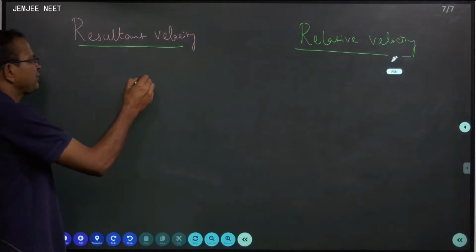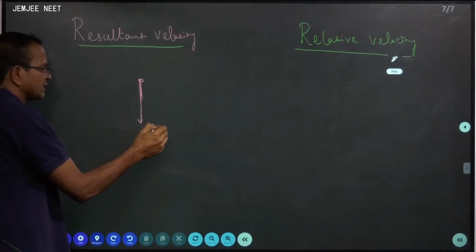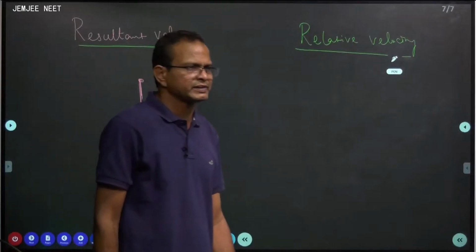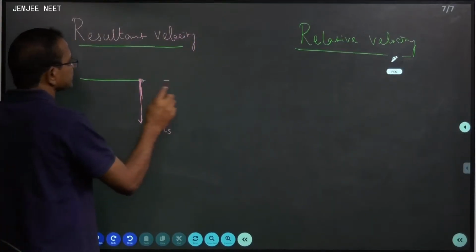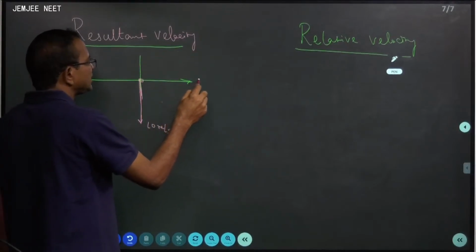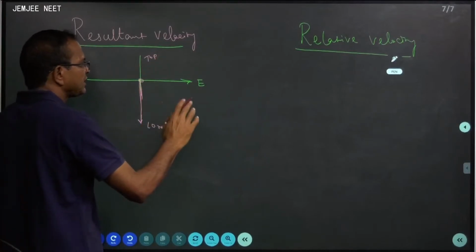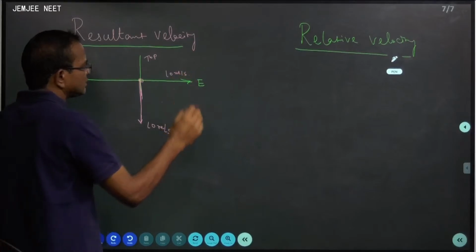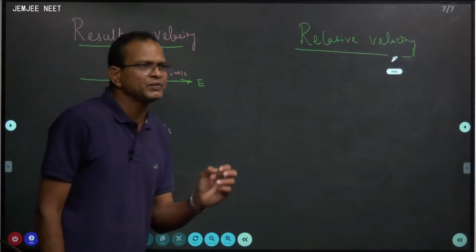Now, rain falls with a speed, say 10 meter per second. 10 meter per second is too high. Yes, rain falls with a speed of 10 meter per second from the cloud. Wind blows due east with a speed, say 10 meter per second. It's quite possible. Now, what's the resultant velocity of the raindrop?